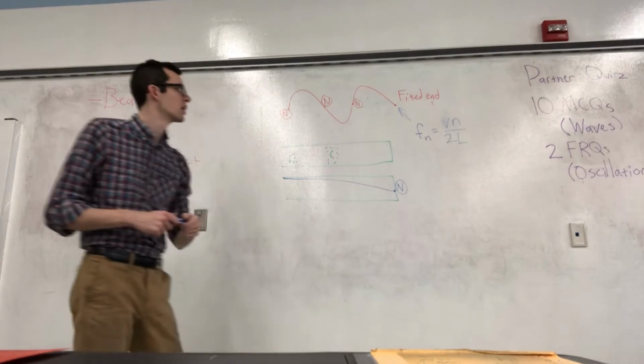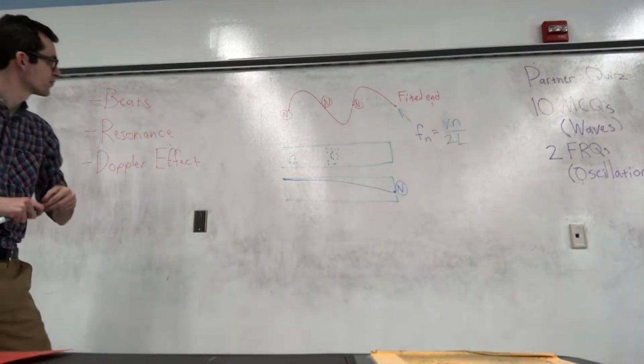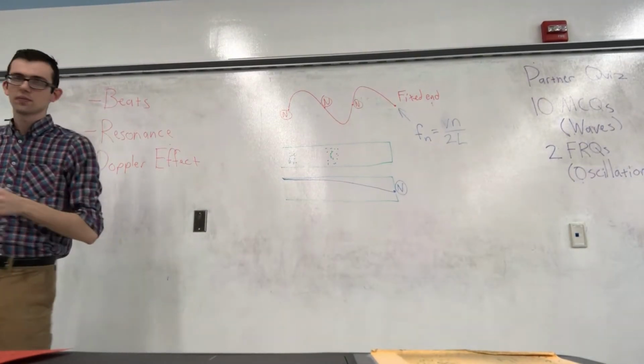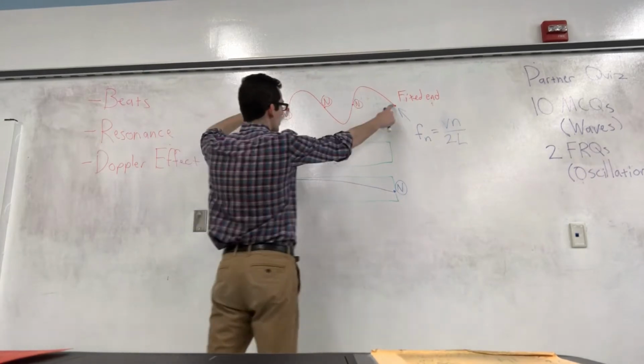L is length and V is what? L is the length of the string, V is the velocity of the wave. And n is how many nodes? Correct. Length of the entire... Right, the entire string. So L would be like here to here in a straight line.